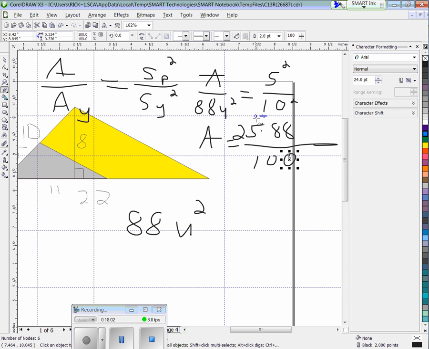Let's go reduce. What happens if you get a 25 on the top and a 100 on the bottom? You get a 4 where? Top or bottom? Didn't we get 4 triangles to cover that yellow triangle? Don't you remember? It took 4 of them.